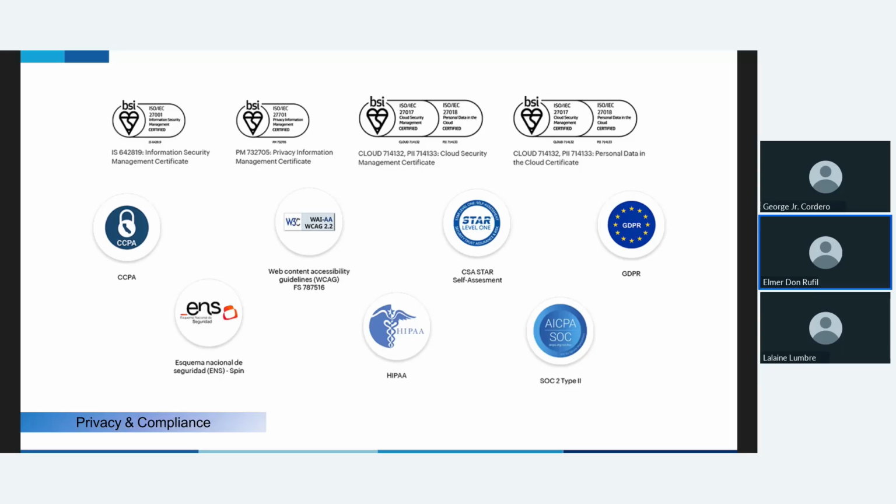So when you use Zoho Flow, you're not just automating processes. You're doing it on a platform that is built with strong security controls and compliance measures. That means you can automate with confidence, knowing that security and privacy are taken seriously.